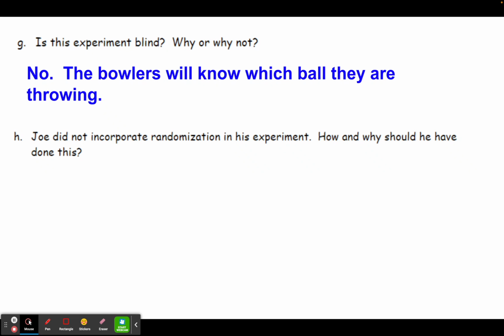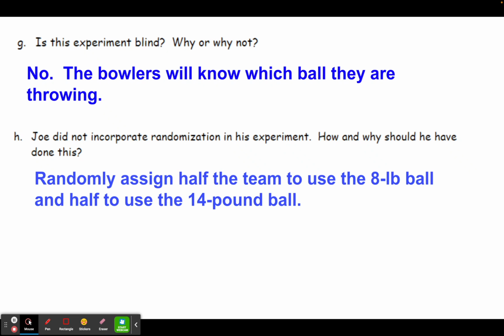Now, Joe did not incorporate randomization in his experiment. He just let the bowlers each pick their own ball. And that is, as it turns out, not such a good thing. So what he could have done is he could have randomly assigned half the team to use the 8-pound ball and the other half to use the 14-pound ball. And he could have done that maybe by just putting all their names in a hat and picking out half and having them all take one type of ball and the other half use the other.